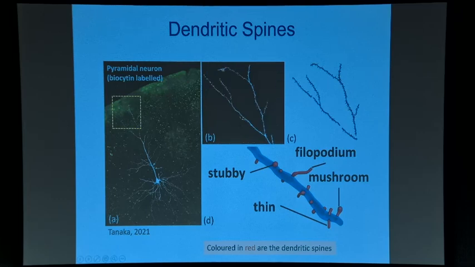And it's at these spines that synapses are usually forming. What's not shown here is that there will be axons from many other neurons extending out and forming synapses with the dendrite of this neuron that's highlighted in white, and most of those synapses will be occurring at the dendritic spines.